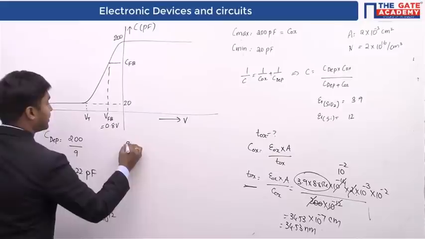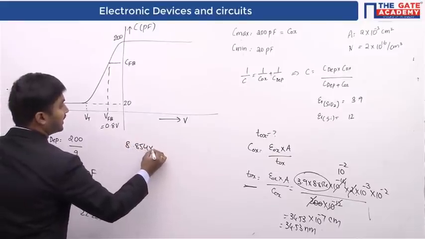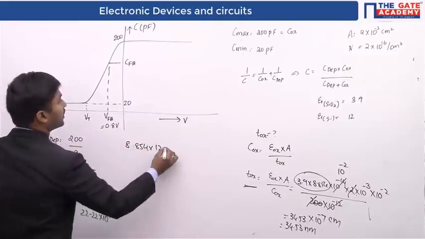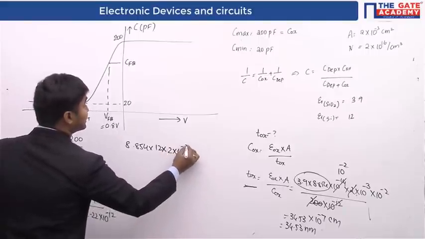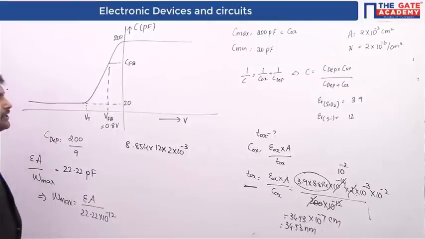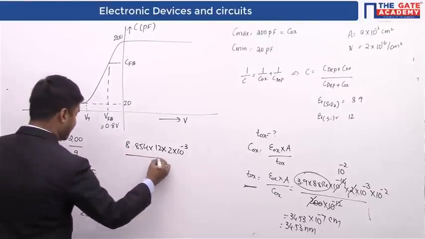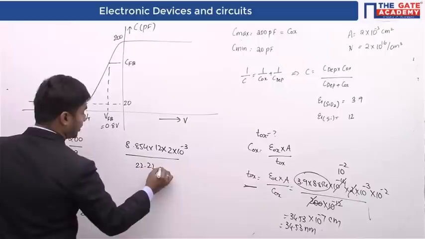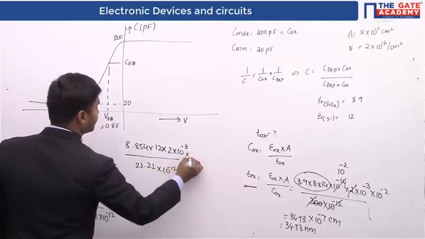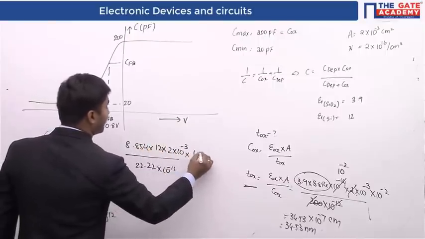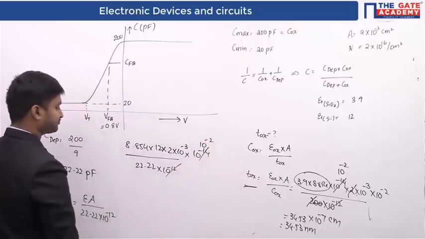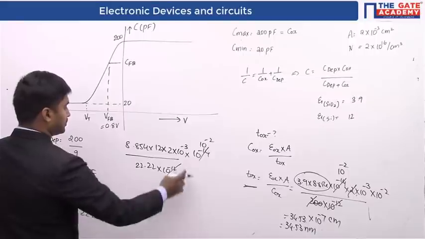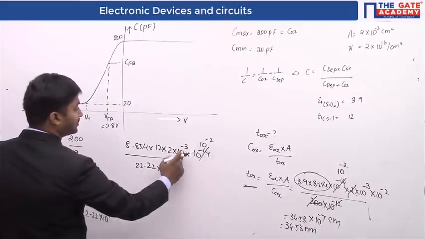Epsilon value is 8.854 multiplied by 12 into area. What is the area? Area is given to be 2 into 10 power minus 3, isn't it? The value of area is given to be 2 into 10 power minus 3 divided by 22.22 into 10 power minus 12. And of course you have 8.854 into 10 power minus 14. So this is 10 power minus 2 times. So you have 10 power minus 5 here.